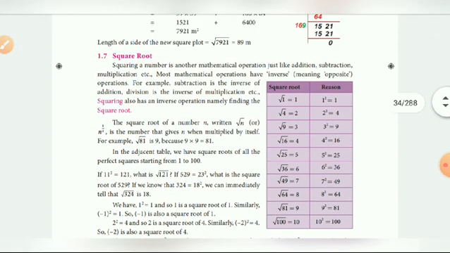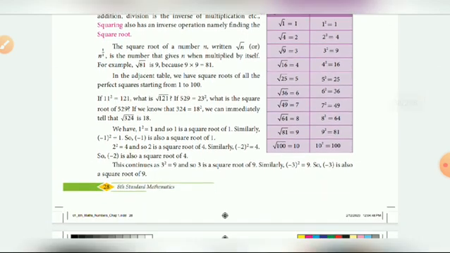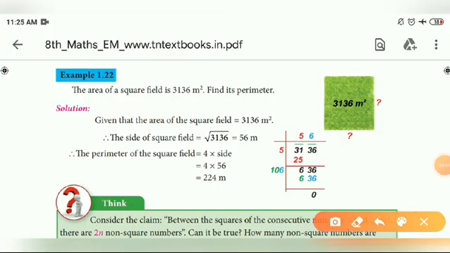I think you understand this concept of square root. Next, we move to some example sums of the square or square root of a number, some real life problems. Example 1.22: the area of a square field is 3136 meters square. This is the area of the field in green color. Find its perimeter. They are asking the perimeter of the square.